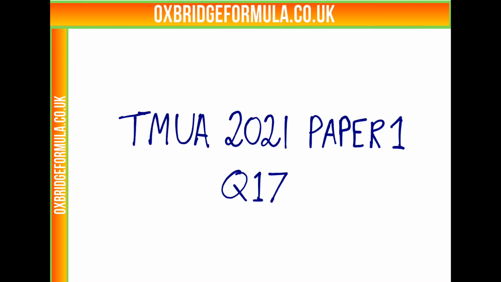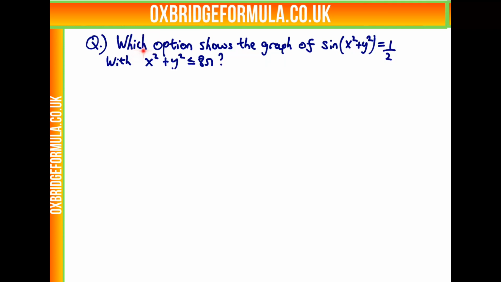This is TMUA 2021, Paper 1, Question 17. The question gives us 5 potential sketches of the graph of sine of x squared plus y squared is equal to half, with x squared plus y squared being less than or equal to 8 pi. We're asked to determine which of those graphs is the correct one.